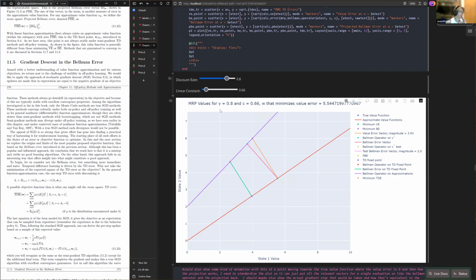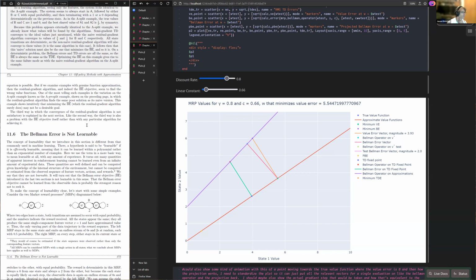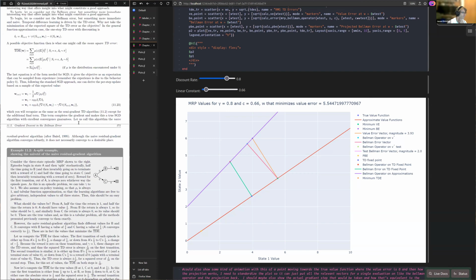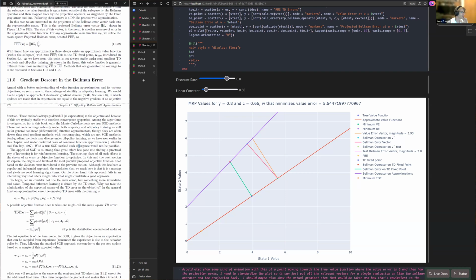All right. Does that at least make sense? Right, this, right? Because this problem I set up, there's no negative rewards in this problem. But there are these other examples in the book that show that, yeah, the Bellman error actually gives you strange answers.